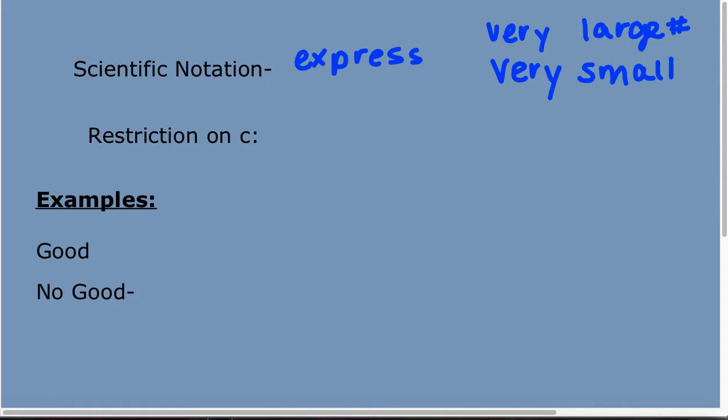There's a couple things you got to know though. Scientific notation is normally written in the form c times 10 to the n power. So it's a number times 10 to the n power. Now, there's a couple things. There's a restriction on c. c has to be greater than or equal to 1, and it has to be less than 10. So you always have to think about that.